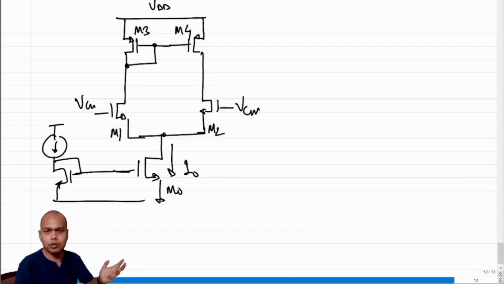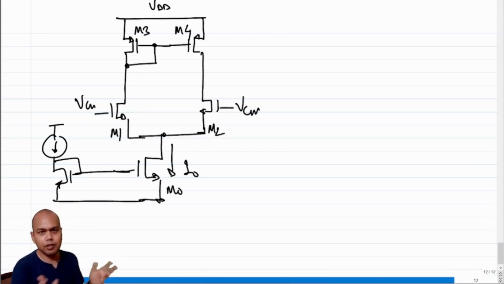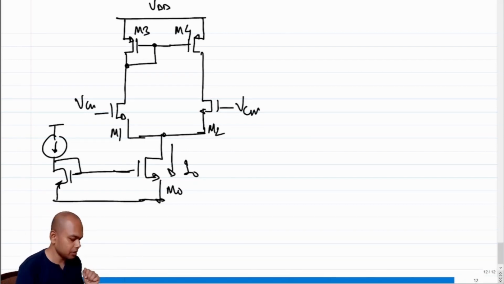Just like in the case of a common source amplifier with an NMOS input, we could have flipped it and made it a PMOS input, we can do the same thing here. And if we do that, what's going to happen? We use the same principle: current flows from higher potential to lower potential. In the case of a PMOS transistor, the current will flow from source to drain, right? So let's replace one transistor at a time. Whatever is NMOS we will make PMOS, whatever is PMOS we will make NMOS, and let's see what happens.